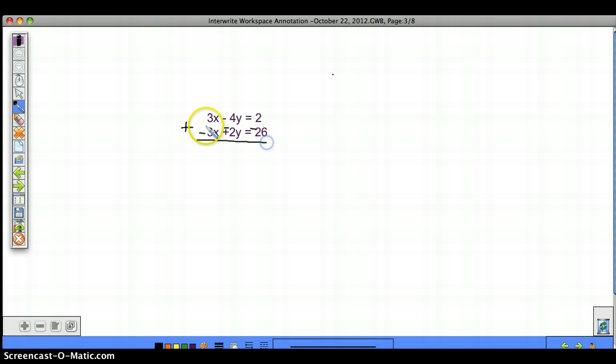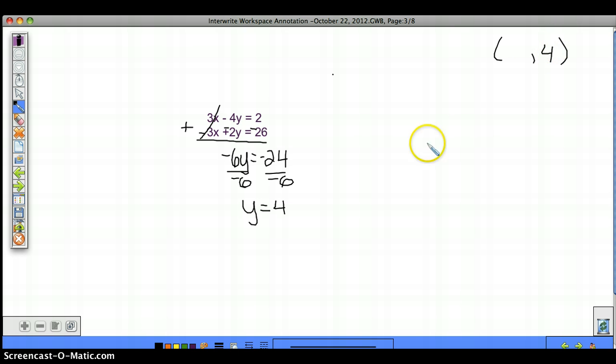So now when I add these together, 3 and negative 3 are going to eliminate. I have negative 4y plus negative 2y, which gives me negative 6y. And 2 plus negative 26 is negative 24. Now, it's also very important to make sure that your variables are lined up with each other before you even start this, and that your equal sign is lined up as well. Now I can solve for y. I'm going to divide both sides by negative 6, and we have y equals 4. So we have our y value. Make sure you write it as your y, not your x. And now we're just going to plug this into the first equation.